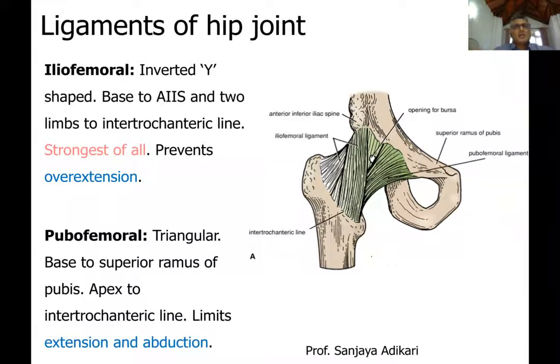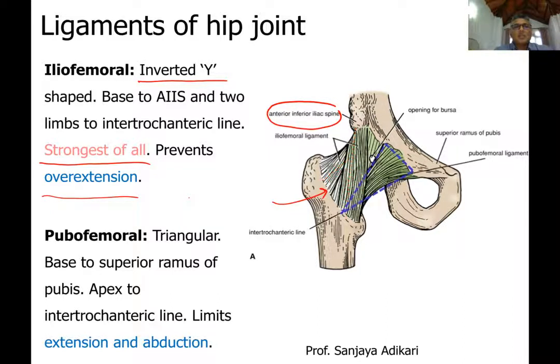Then ligaments of the hip joint. There are several ligaments. 3 main ligaments are there. Iliofemoral ligament, which is the main ligament, the strongest one of all. It is an inverted Y-shaped ligament. The base is attached to the anterior inferior iliac spine here, and the 2 limbs of the Y are attached to the intertrochanteric line. And it prevents overextension. All these ligaments prevent overextension actually.